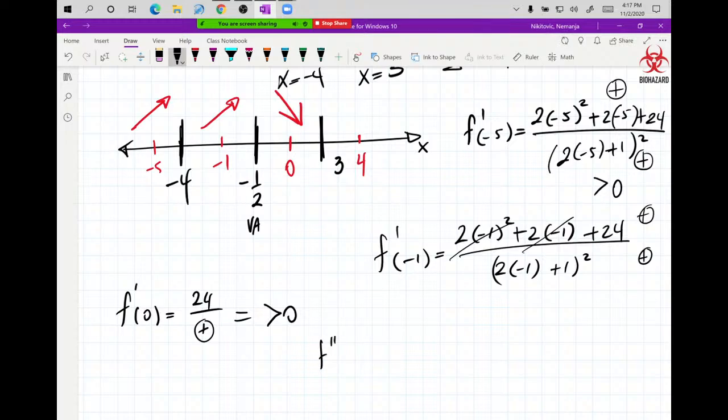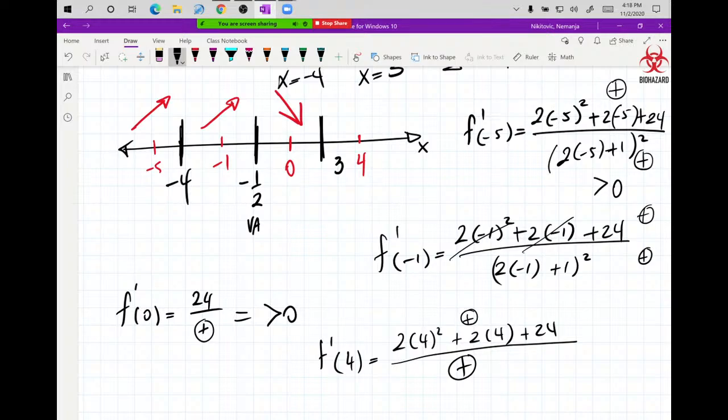And the last example here is at 4. So that's 2 times 4 squared plus 2 times 4 plus 24, divided by some positive value. I don't care. So that's going to be 32. This is all addition, so it's positive over positive, larger than 0. And that's exactly what we were expecting. Maybe, maybe not.